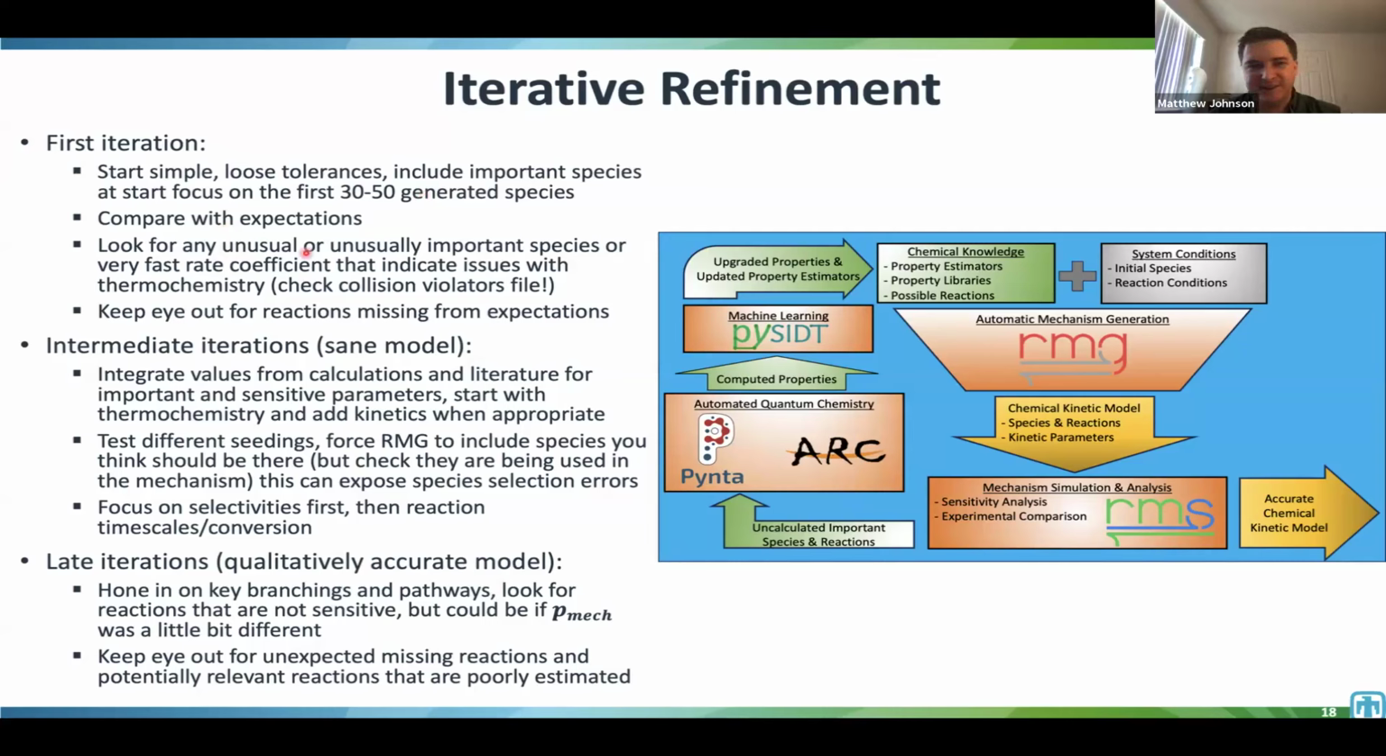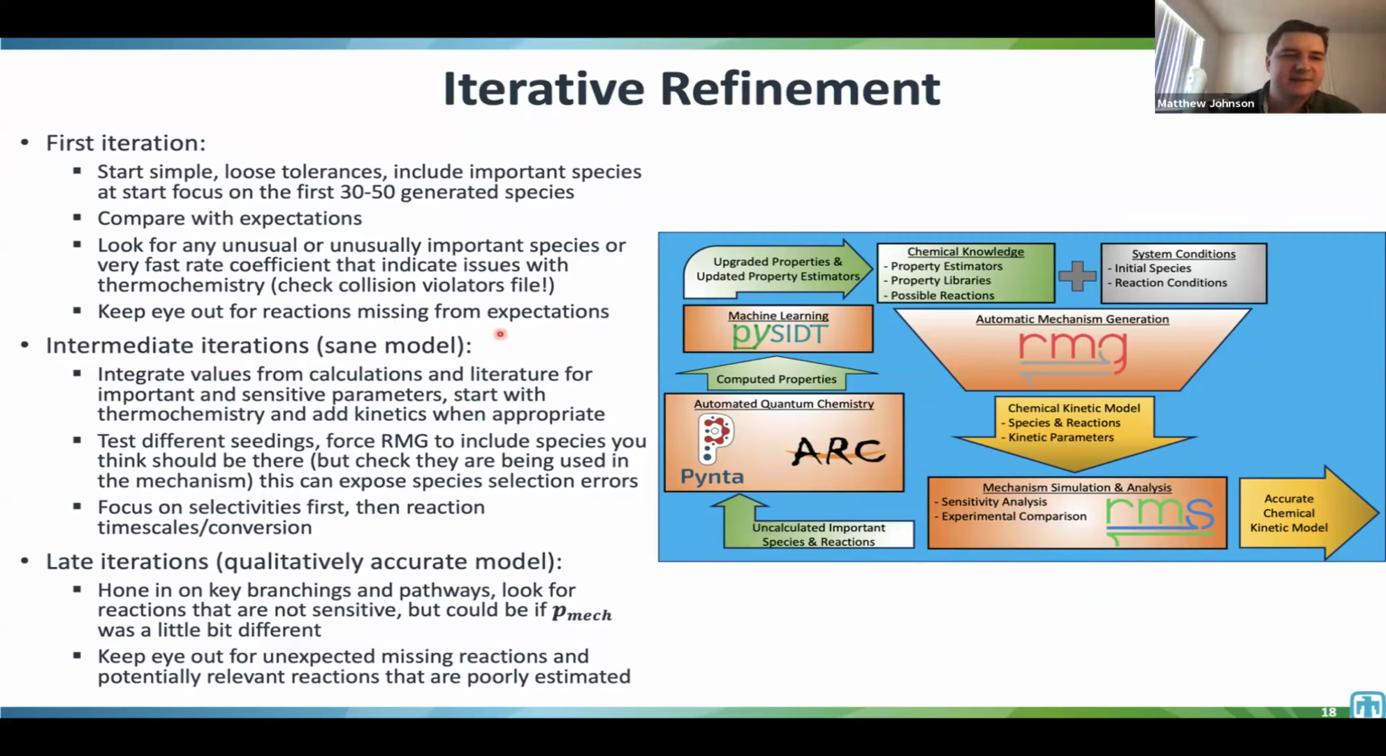You want to, in particular, be looking for any unusual or unusually important species or very fast rate coefficients. These often indicate issues with thermochemistry. You should check the collision violators file that RMG outputs at the end. You also want to keep an eye out for reactions that you think should be there, that were in your expectations, but you aren't finding in the RMG mechanism, which may indicate that you need to add a library reaction or add a new reaction family to RMG.